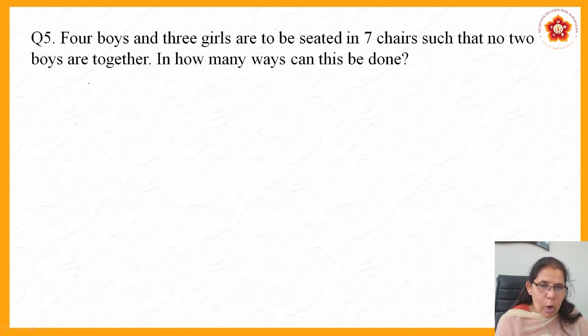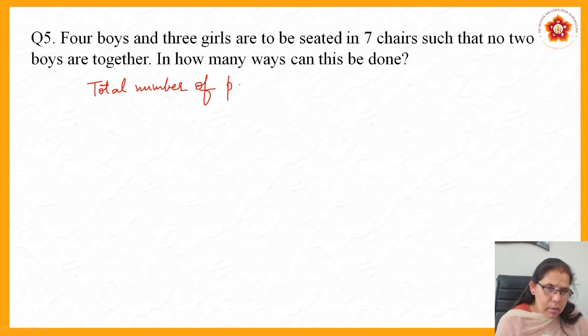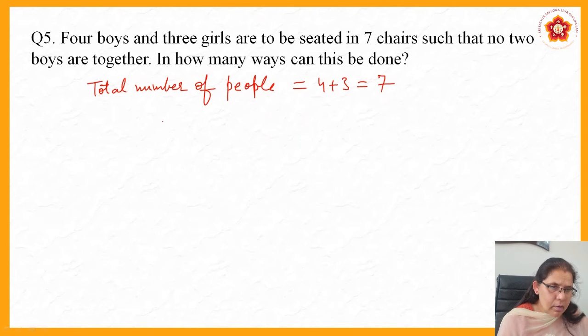So total we have how many boys and girls? Total number of people, 4 plus 3, 7. So 7 people are there and 7 chairs are there. So let me try to make the chairs. I'll represent the chair by boxes.